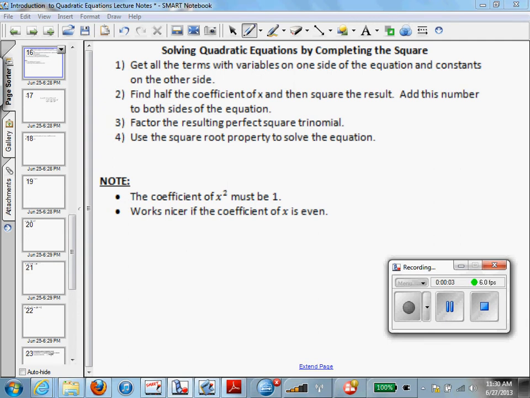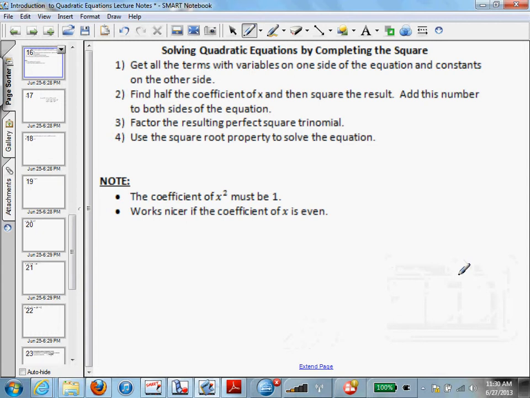Hello and welcome to solving quadratic equations by completing the square.